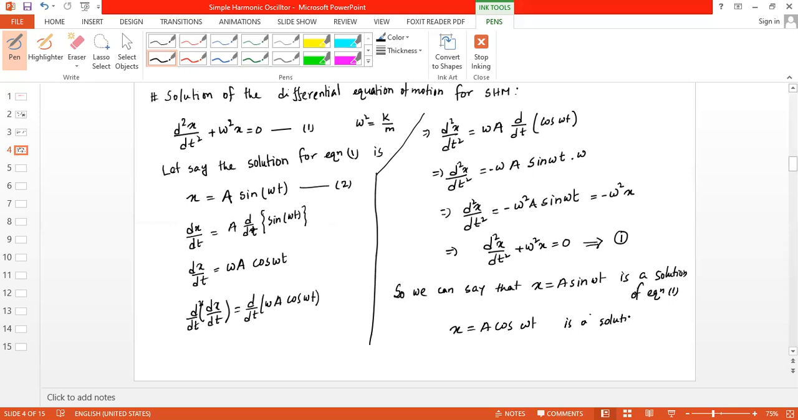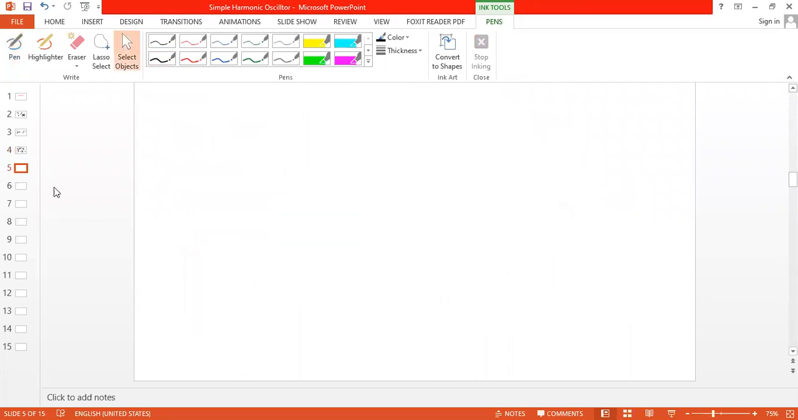So there can be two types of solution for this equation. One can be x equal to a sine omega t or x equal to a cosine of omega t. Okay, এই দুটাই solution হতে পারে. So displacement there is a sine function or cosine function. যেটা খুশি তুমি সেটা ইউজ করতে পারো.